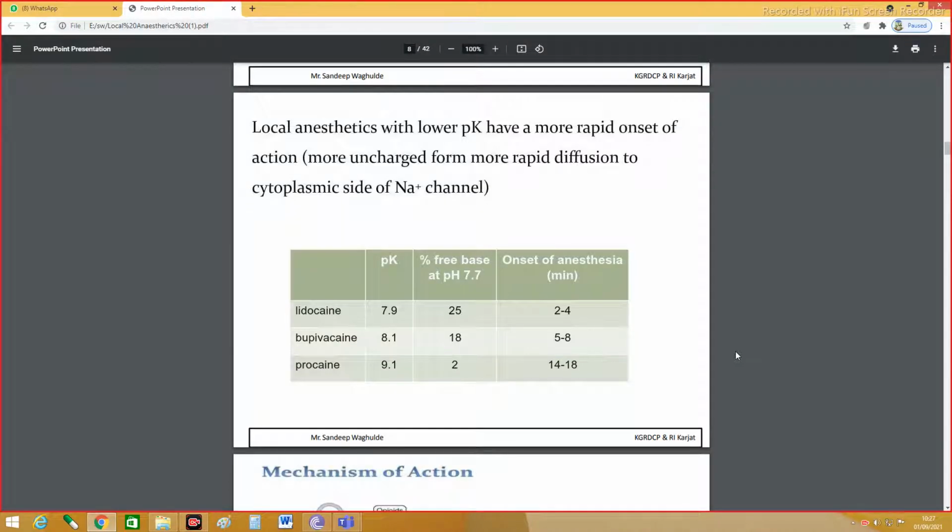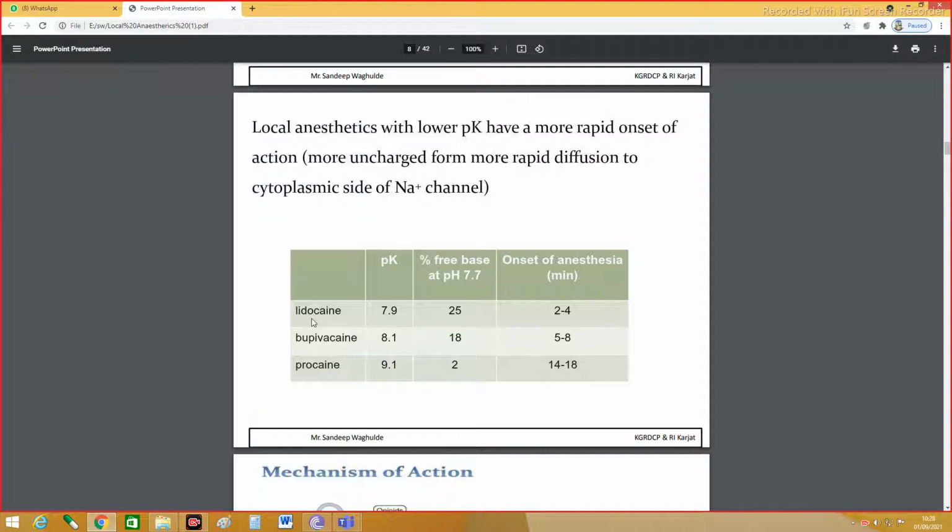Again, if we compare, a local anesthetic having a lower pK value has a more rapid onset of action, as more of the unchanged form is available for rapid diffusion to the cytoplasmic side of the sodium channel. Three examples are given with the pK, and they have calculated the percentage of free base at pH 7.7 and the onset of anesthesia. The first drug in this table is lidocaine, having a pK near to neutral, that is 7.9.